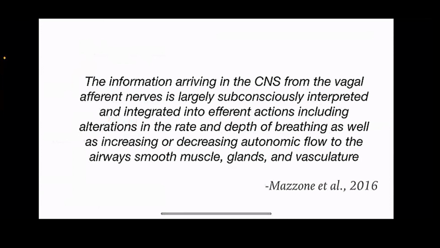Mazone et al. 2016 states that the information arriving in the central nervous system from the vagal afferent nerves is largely subconsciously interpreted and integrated into efferent actions, including alterations in the rate and the depth of breathing, as well as increasing or decreasing autonomic flow to the airways, smooth muscle glands, and the vasculature.